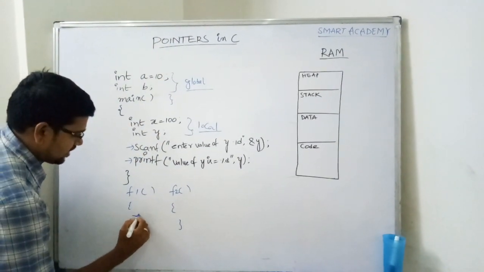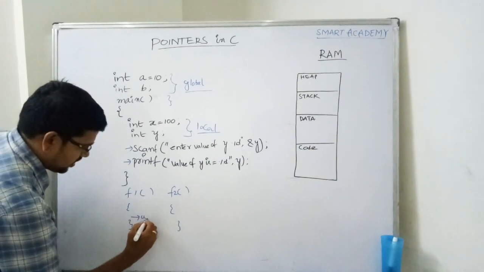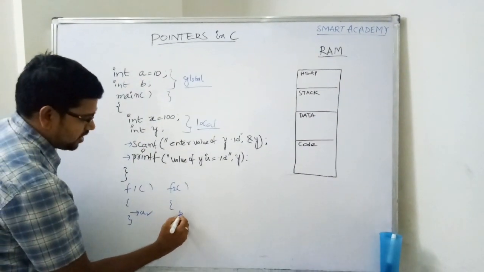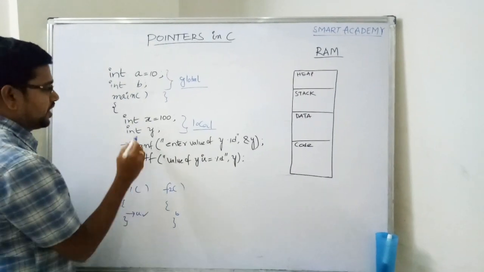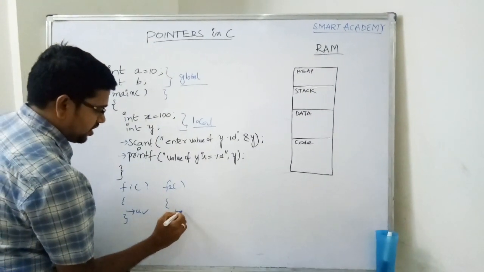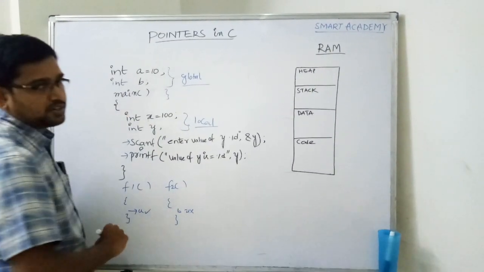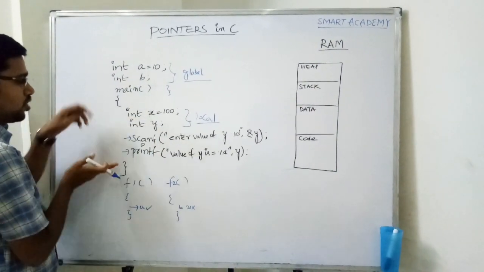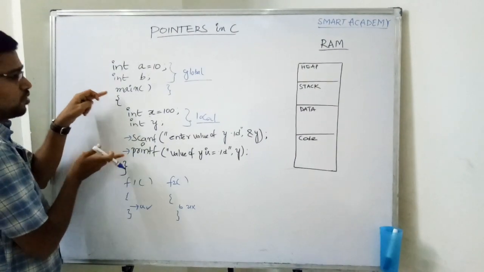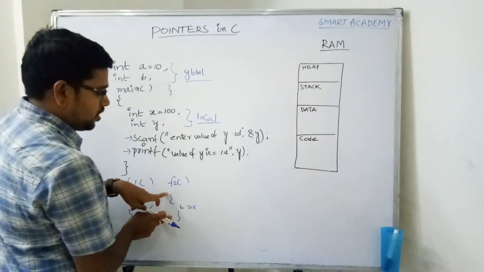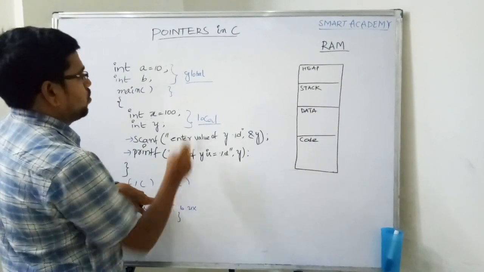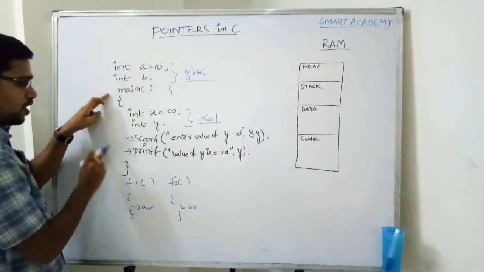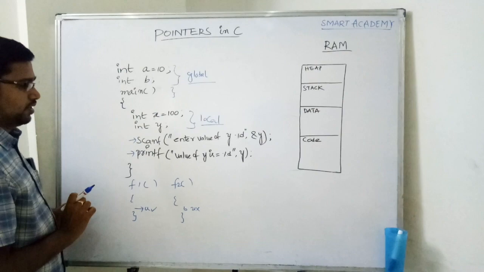So, can I access A here? Yes, you can, because it is global. Can I access B here? Yes, you can access. Can I access X in f2? No, you cannot, because X is a local variable, local to the main function, so it is not visible to f2. Only globals are visible to the functions which are defined outside of the main function.